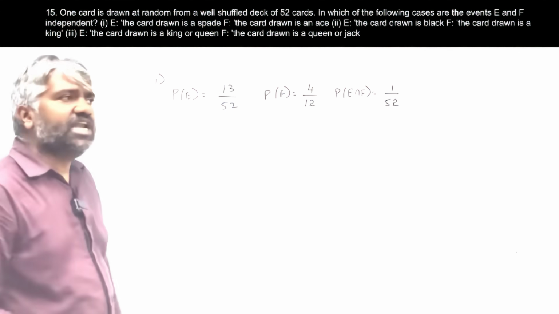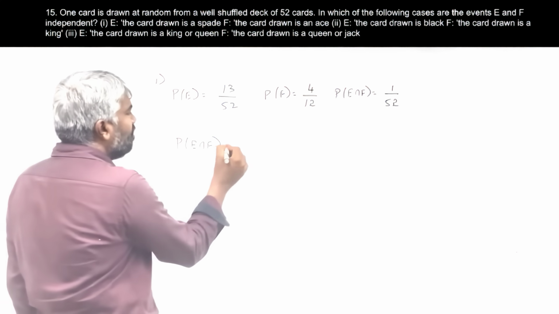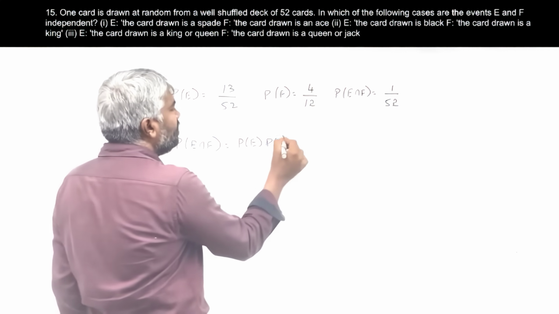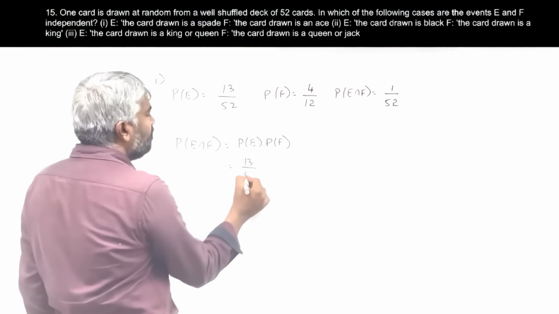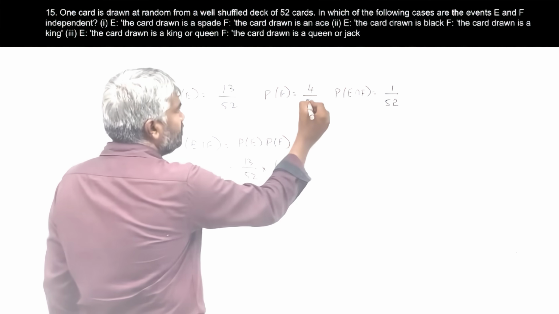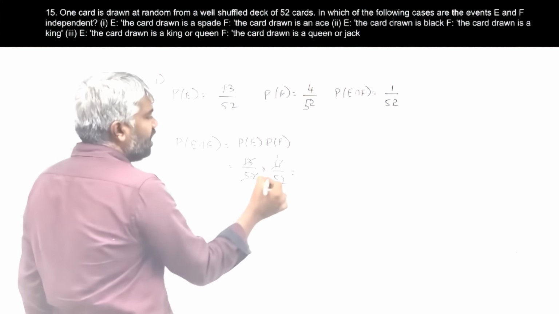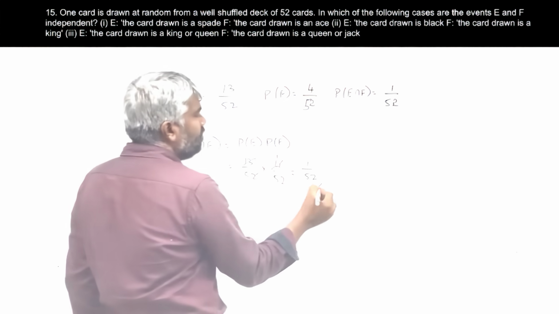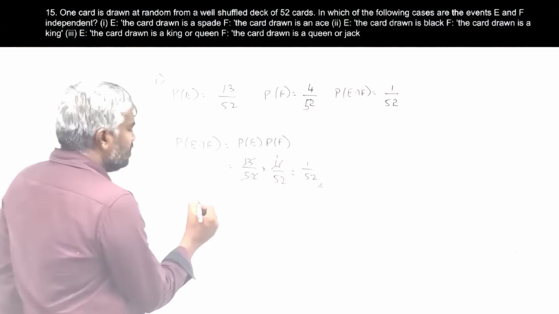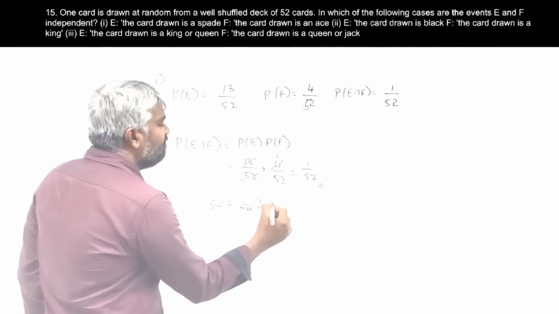Now we need to check whether it is an independent event or not. To check this, we need to find P of E intersection F, which should be P of E into P of F. 13 by 52 into 4 by 52. Sorry, 4 into 13 is 52, one time. Your answer is 1 by 52. See, P of E intersection F is 1 by 52 in both the cases. Therefore, E and F are independent events.